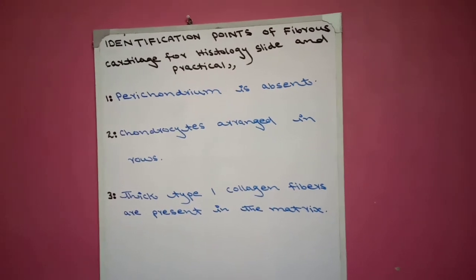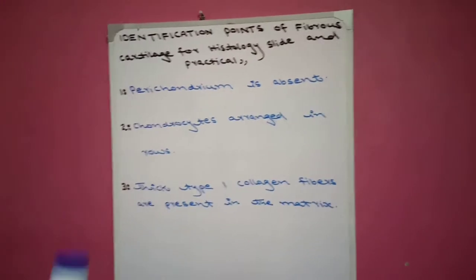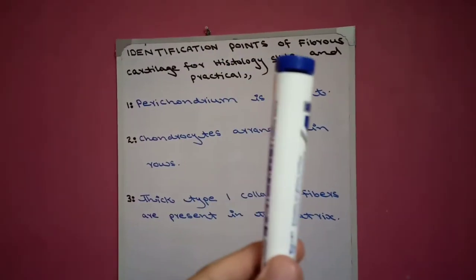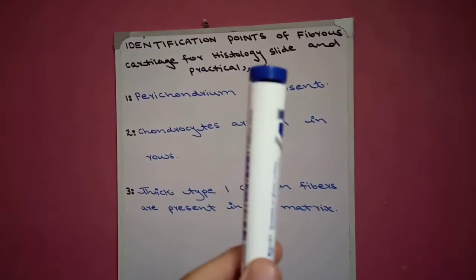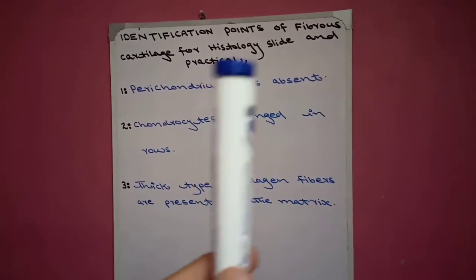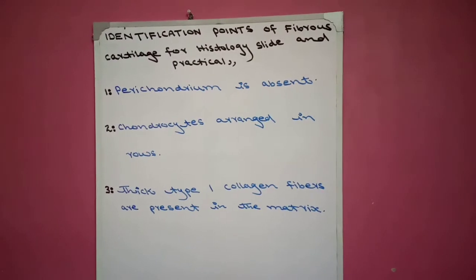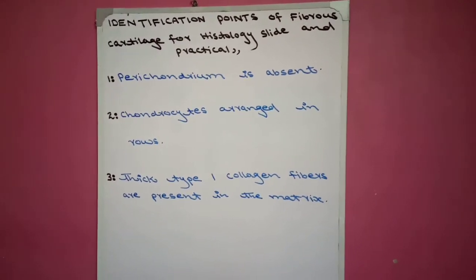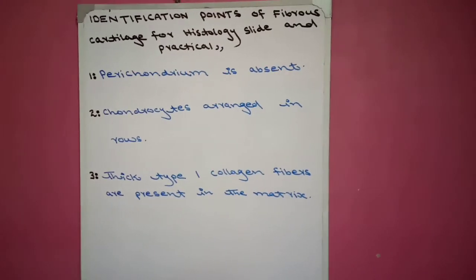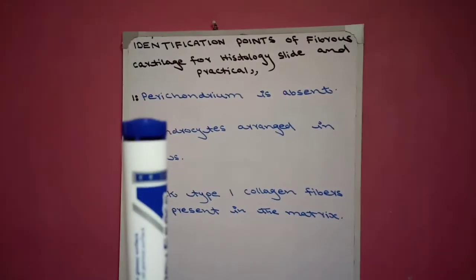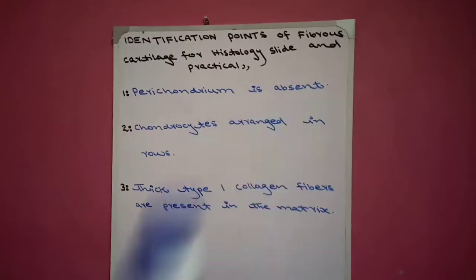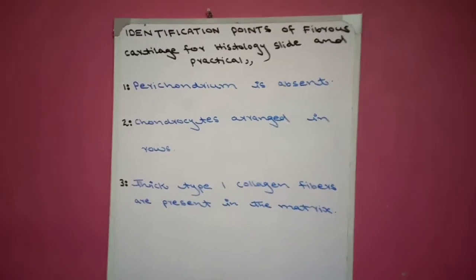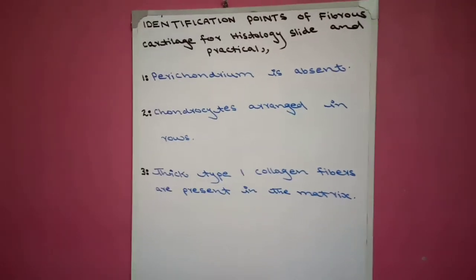Today our topic is related to histology: identification points of fibrous cartilage for histology practical and slide. Now there are three identification points of fibrous cartilage for histology slide and practical. Number one, perichondrium is absent. In fibrous cartilage, perichondrium will be absent.